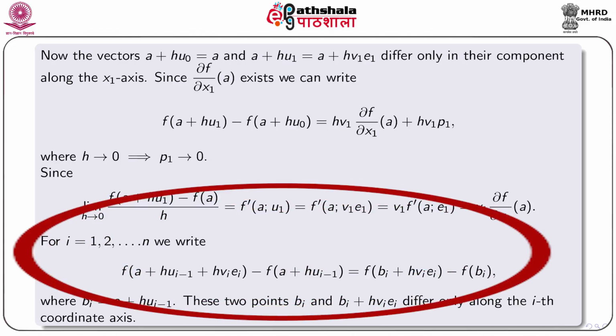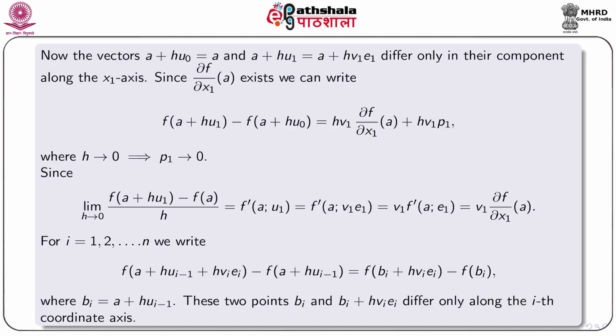Now, for every I from 1 to n, we write f of a plus h u I minus 1 plus h v I e I minus f of a plus h u I minus 1 equal to f of b I plus h v I e I minus f of b I, where b I is a plus h u I minus 1. Then these 2 points b I and b I plus h v I e I differ only along the ith coordinate axis.